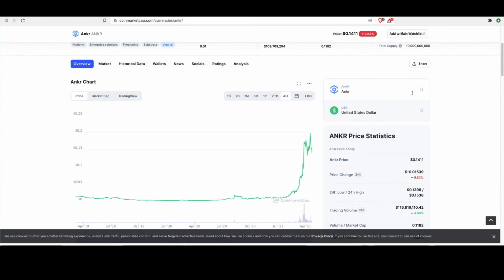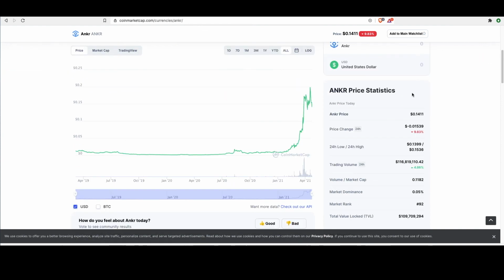So in my opinion, I think that these two coins are pretty solid, pretty good projects, with a great team behind them, which is always important.